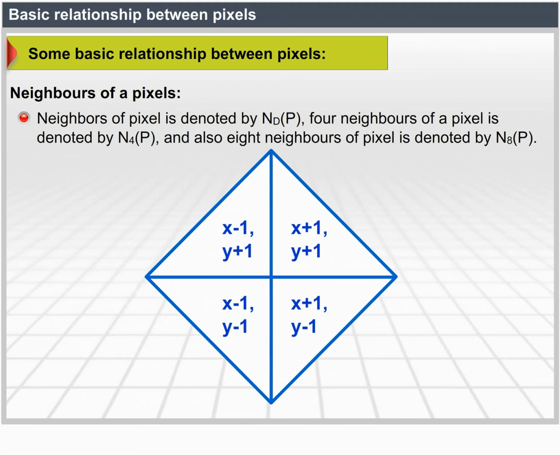Neighbors of a pixel are denoted by ND(P). The 4 neighbors of a pixel are denoted by N4(P) and the 8 neighbors of a pixel by N8(P).